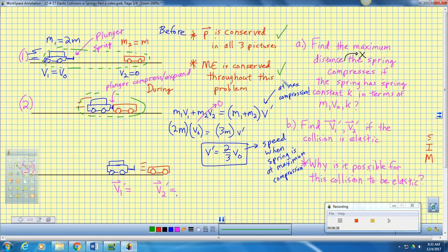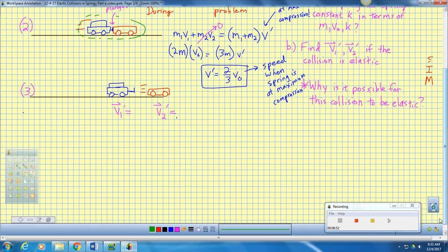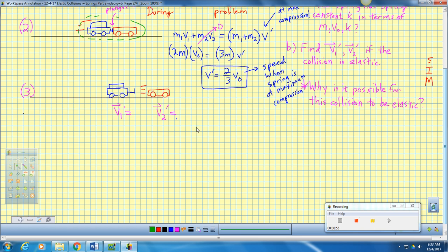So if I'm looking at the kinetic plus potential here, it should equal the kinetic plus potential here at the maximum compression. So let's look at the different kinds of energy we could have. Mechanical energy in picture 1, which is just when car 1 is moving by itself, plus non-conservative work, which we already said was 0, has to equal mechanical energy at location 2, which is our maximum compression place.